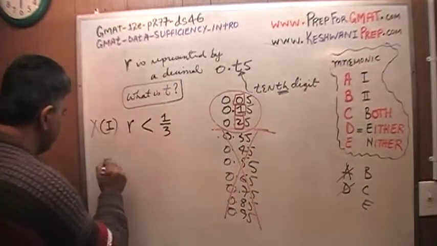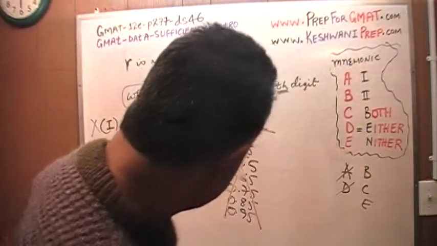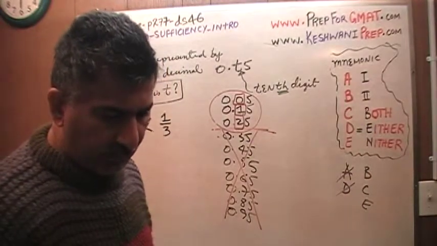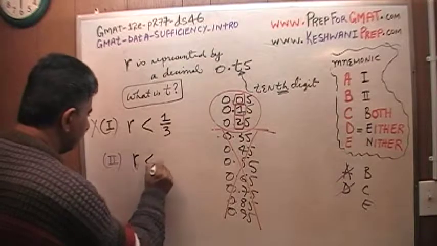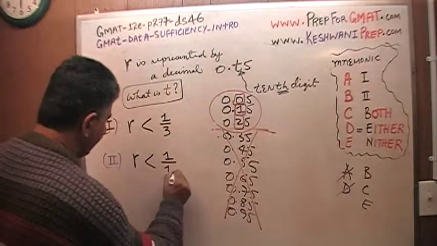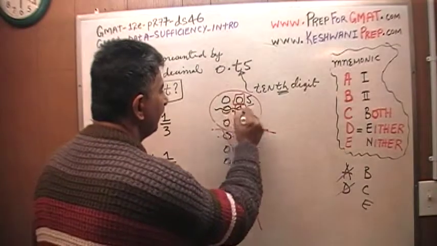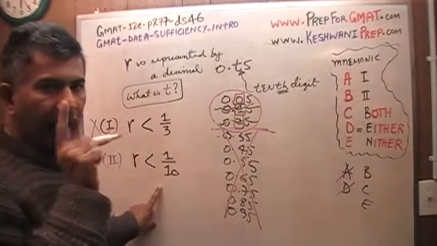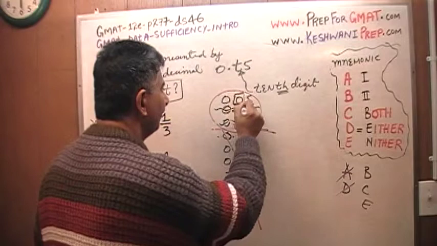Let's look at the second statement. Let's see if the second statement does a better job. The second statement tells us that r is less than a tenth. Oh, there you go. r is less than a tenth. Well, if it's less than a tenth, it cannot be 0.15, and it also cannot be 0.25. Aha! That means that t must be 0.